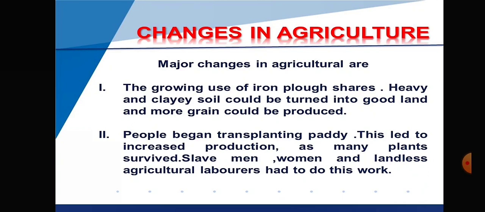So what were the major changes in agriculture? They started using the iron plough. Heavy and clay soil could be turned into good land and more grain could be produced due to these iron ploughs. And people began transplanting paddy. This led to an increase in production as many plants survived. Slave men, women and landless agricultural laborers had to do this work.